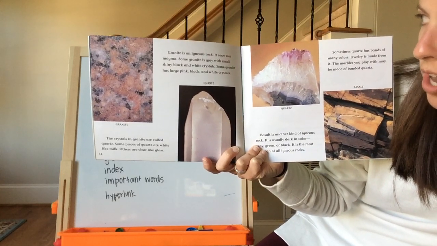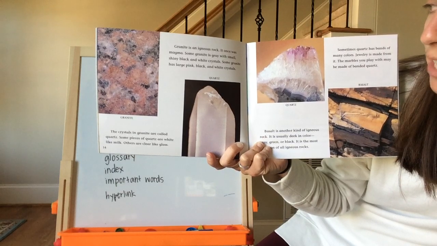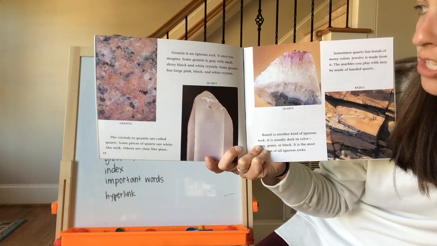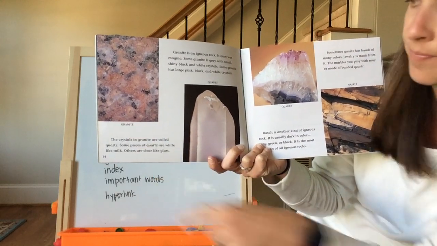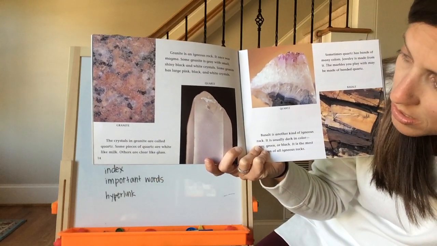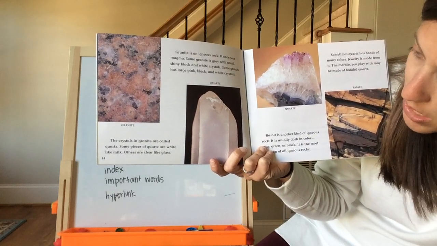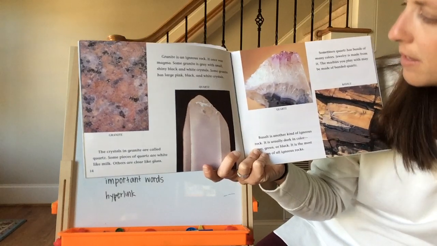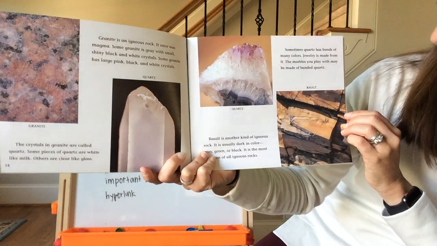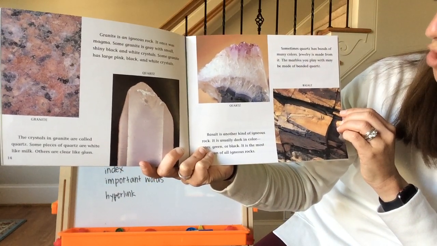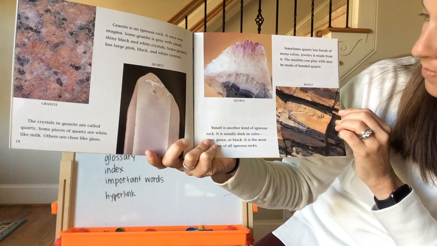Granite is an igneous rock. It was once magma. Some granite is gray with small, shiny black and white crystals. Some granite has large pink, black, and white crystals. The crystals in granite are called quartz. Some pieces of quartz are white like milk. Others are clear like glass. Sometimes quartz has bands of many colors. Jewelry is made from it. The marbles you play with may be made of banded quartz.